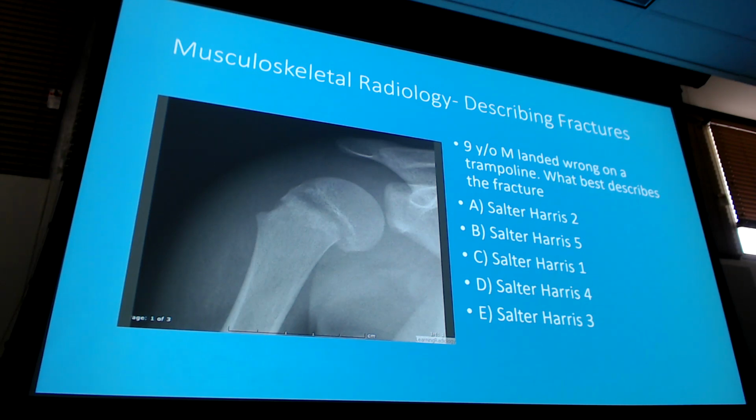How many say Salter Harris 1? I'm just going to go in order. All right. How many say 2? Couple of 2s. Anybody for 3? No 3s? 4s? Okay, 4s. Yeah, be confident. If you're going to be wrong, be confidently wrong. All right. It is a 1. Salter Harris 1.